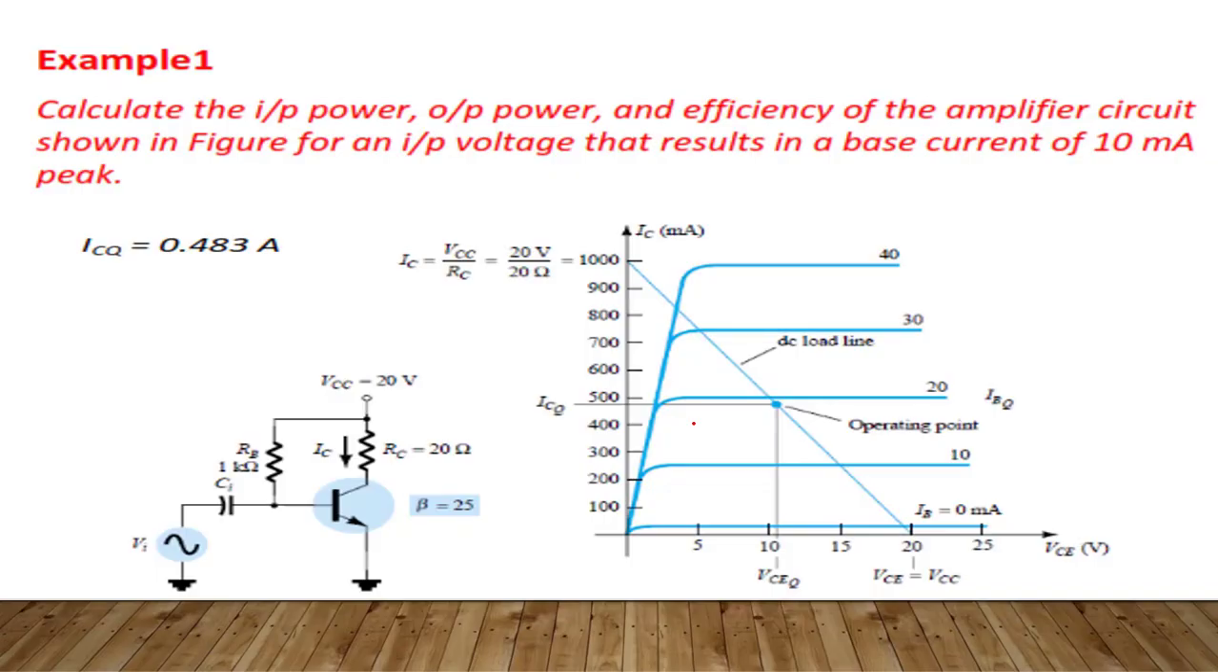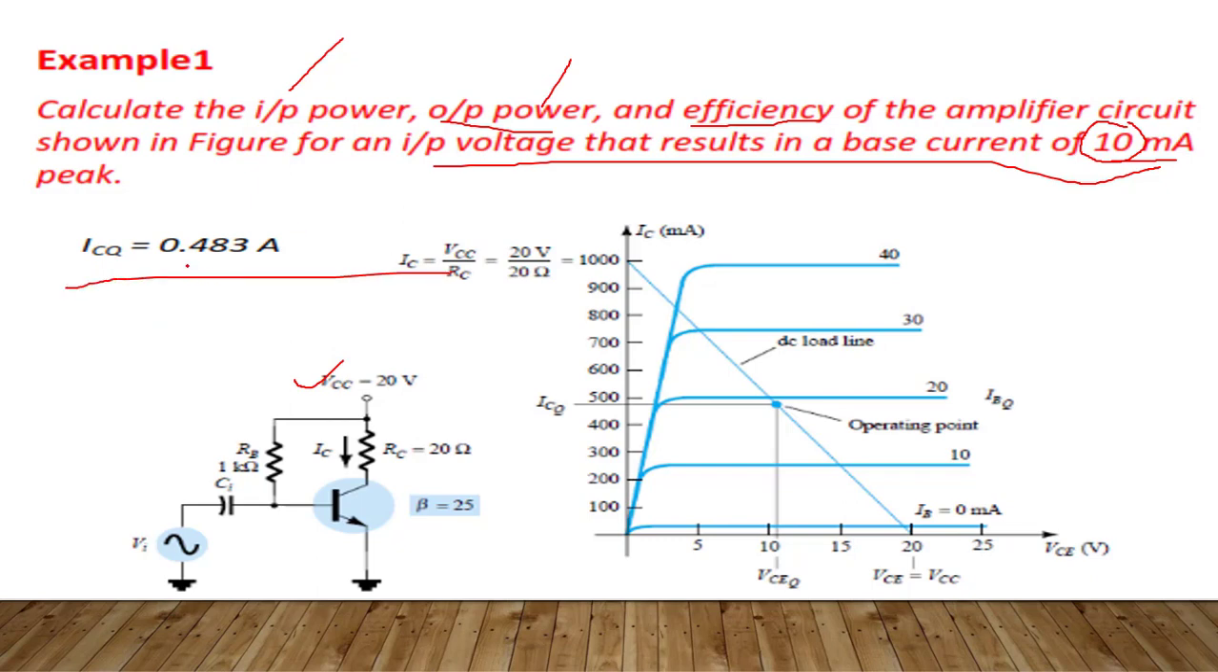Now try to do one problem. Calculate the input power, output power, and efficiency of the amplifier circuit shown in the figure. Input power is nothing but PDC, and output power is nothing but PAC. This is the amplifier circuit for an input voltage that results in a base current of 10 milliamp. Base current is always IB, so IB is 10 milliamp, and another value they have given is ICQ.